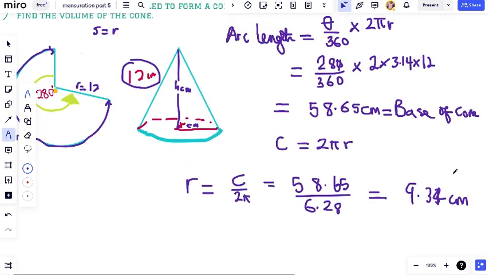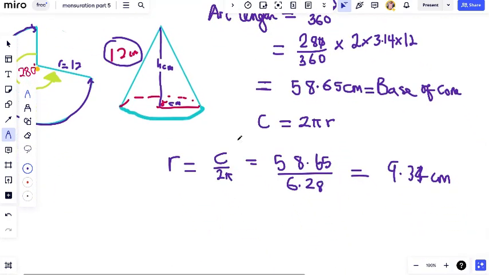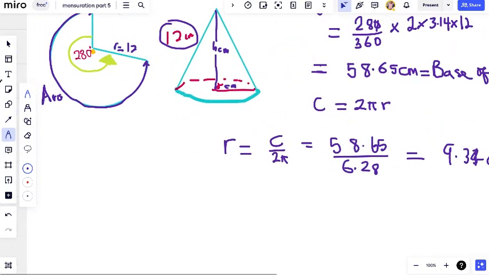Remember the question is saying we should calculate what? It said the sector below is able to form a cone as shown. Find the volume of the cone. Before we can find the volume, we should find the radius. We cannot find the volume of the cone without finding the radius. So now we also have to find the height. To find the height, we're going to use Pythagoras theorem. We're going to bring out this as a right angle triangle.